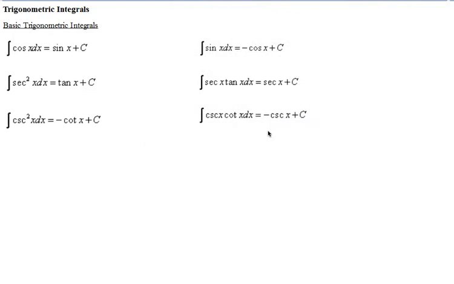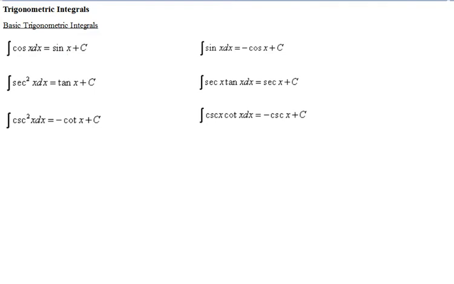These are the notes for AP Calculus on the topic of trigonometric integrals. So we're going to look at the 6 basic trigonometric integrals, which might look familiar if you look at them carefully. The integral of cosine x is sine x plus our unknown constant c.